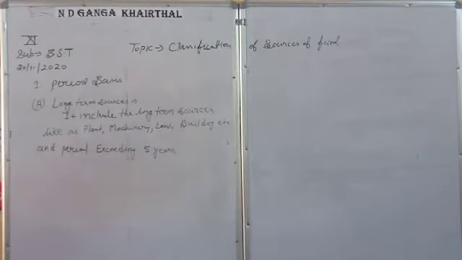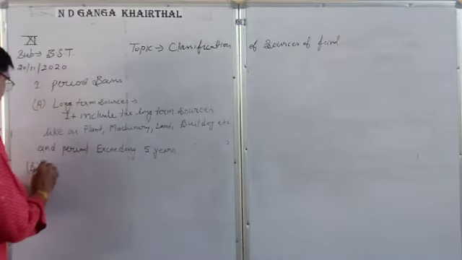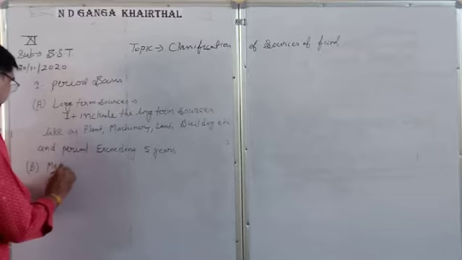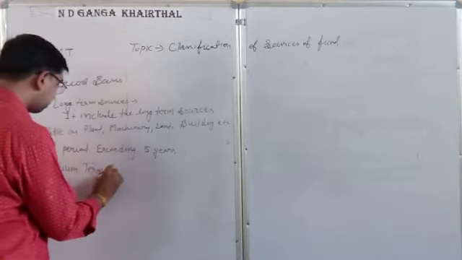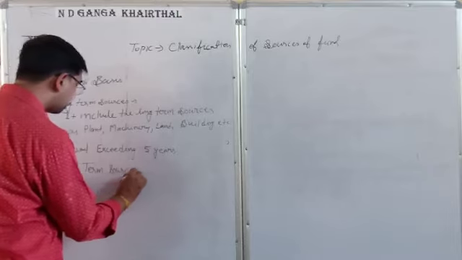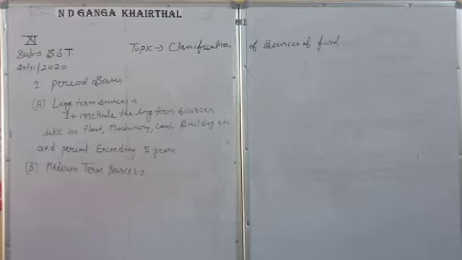Second, medium term sources. Point number second here, B point, medium term sources. So in this series, different types of points are included, and the period is more than 1 year.